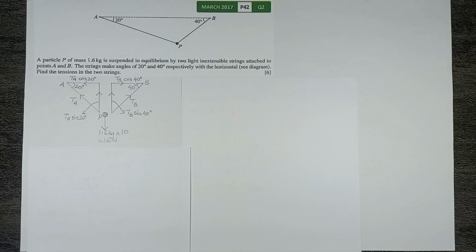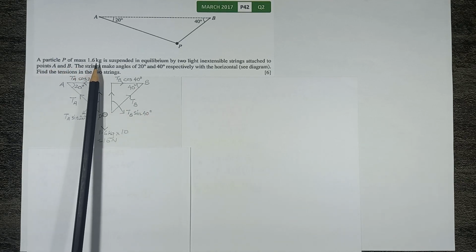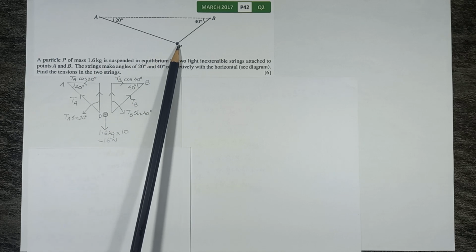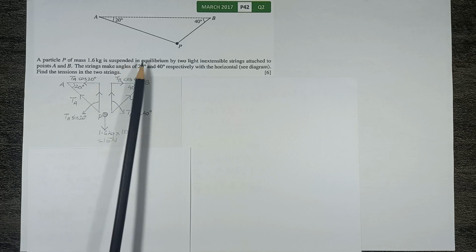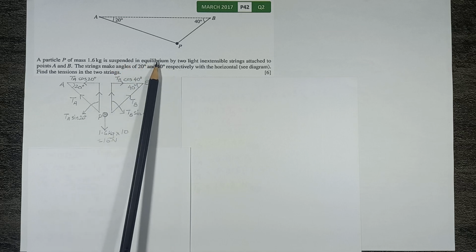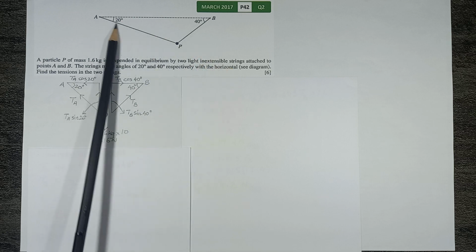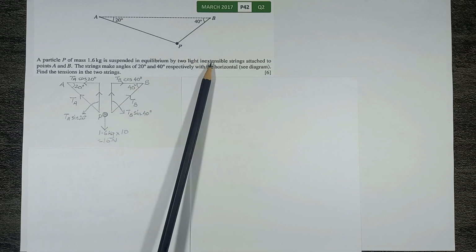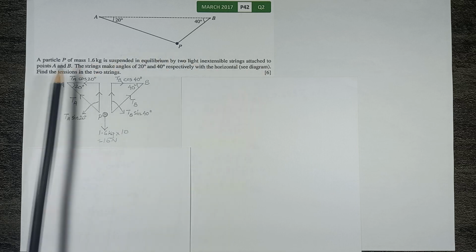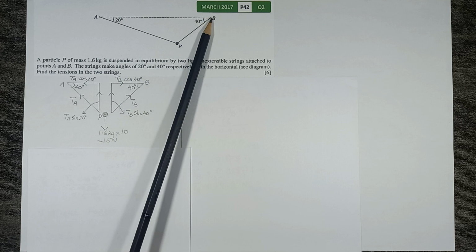Hello everyone. We have a question which says that a particle P of mass 1.6 kilogram is suspended in equilibrium by two light inextensible strings, AP and BP. The light inextensible strings are attached to points A and B.